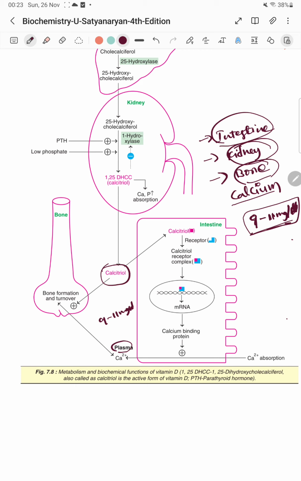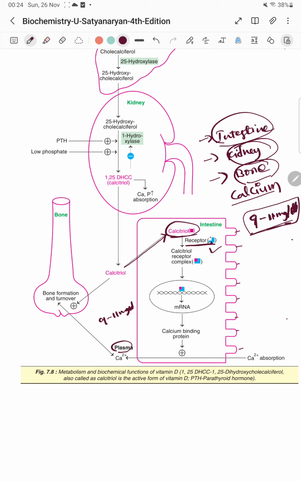Now see, calcitriol has just come out from the kidney and is now acting on an intestinal cell. This is an intestinal cell. Here you can see the brush border, the villi. This calcitriol enters the intestine once it is produced. Once calcitriol enters, there is a receptor for calcitriol in the intestinal cell. This receptor is already made before calcitriol arrives. Once calcitriol enters, the receptor is made available for calcitriol, and as soon as the receptor is available, both will combine, or attach.